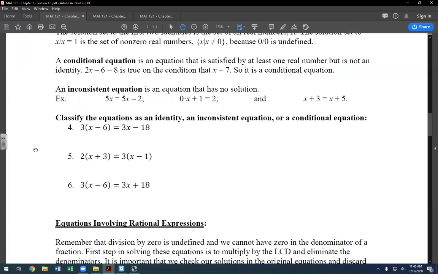I know you mentioned get x by itself, but number 4, it equals itself before it even got to that. You have to get to nothing. Okay, so what was your answer? Identity? Okay. Yeah.